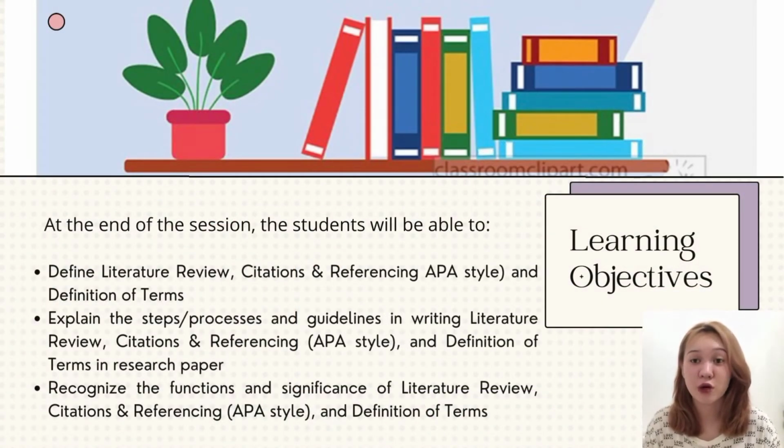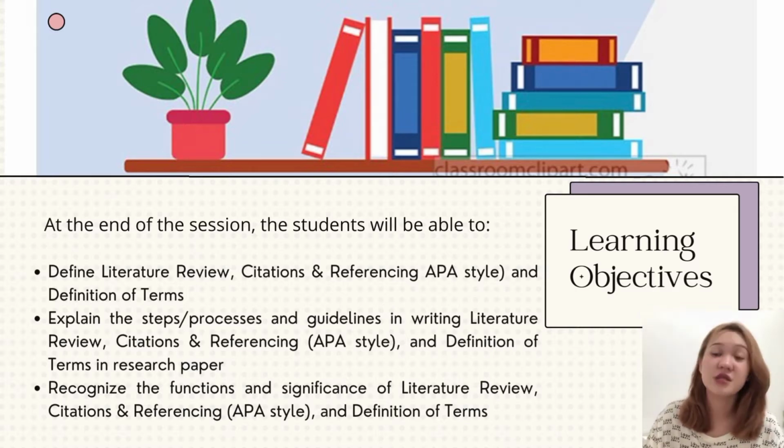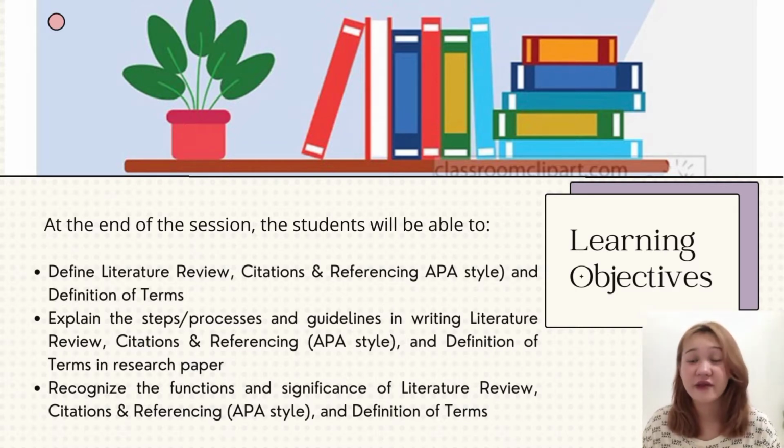So here are our objectives. At the end of the session, the students will be able to: 1. Define literature review, citations and referencing, and definition of terms. 2. Explain the steps or processes and guidelines in writing literature review, citations and referencing, and definition of terms in a research paper. And 3rd, recognize the functions and significance of literature review, citations and referencing, and definition of terms.